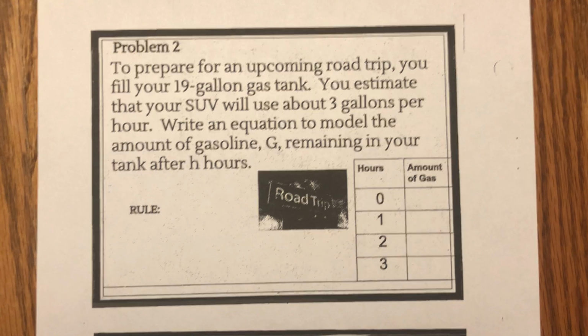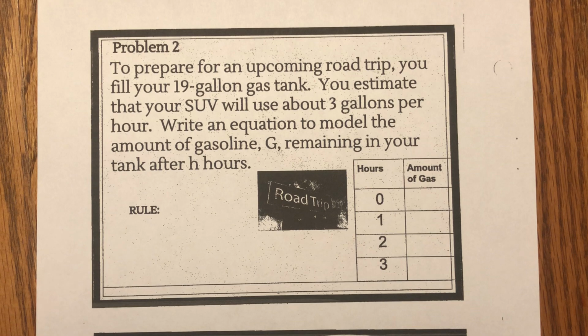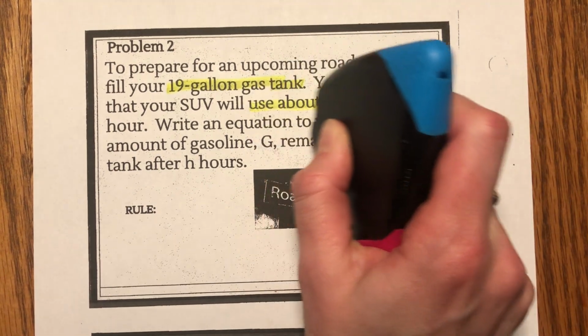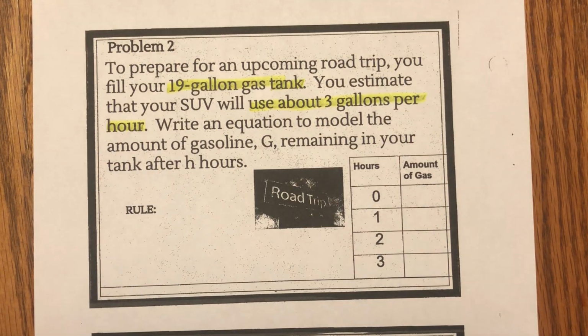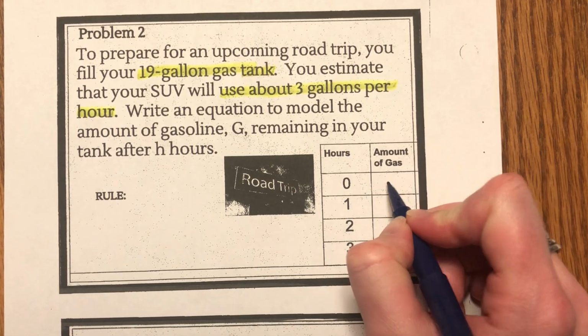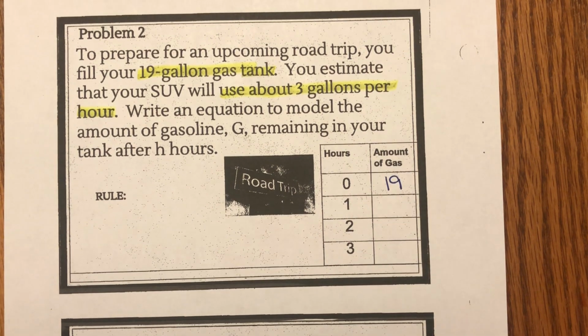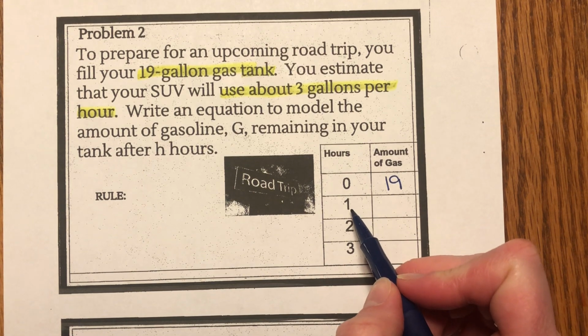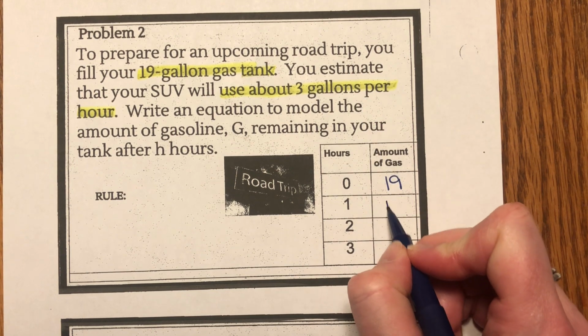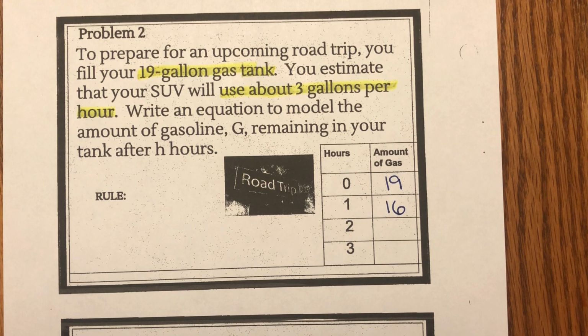So the first thing we want to do, the table is really helpful just because it helps see what's happening in the problem. So if we look at our key information, that would be that we have a 19-gallon gas tank and that we are using about 3 gallons per hour. So if I don't travel anywhere at all, I'm going to have 19 gallons of gas because that's how much I filled my tank up with. It's full. Then if I go 1 hour, I'm using 3 gallons per hour.